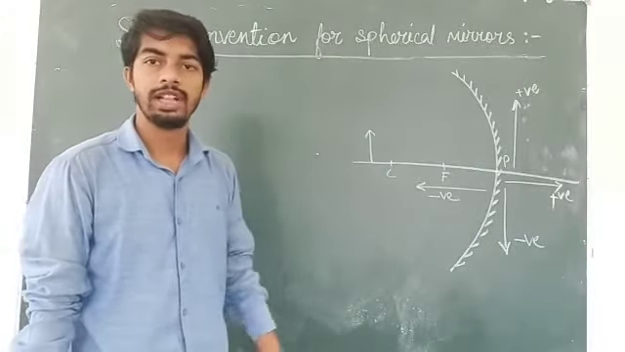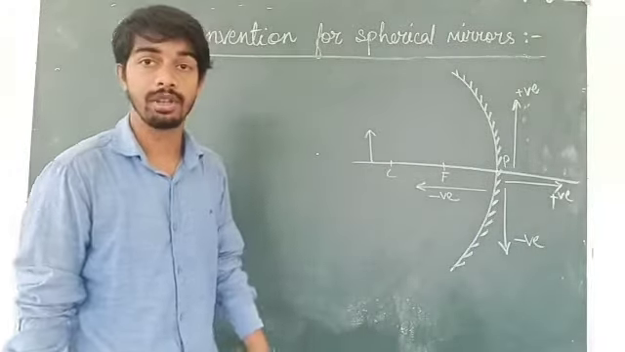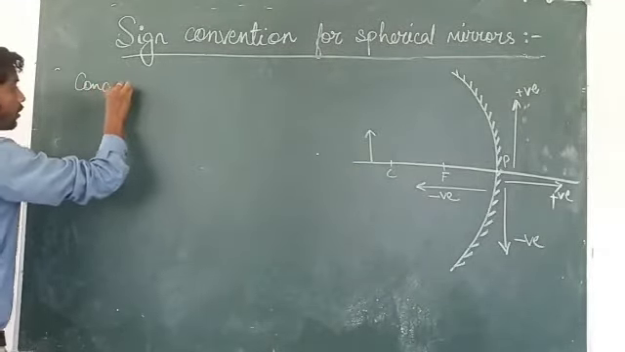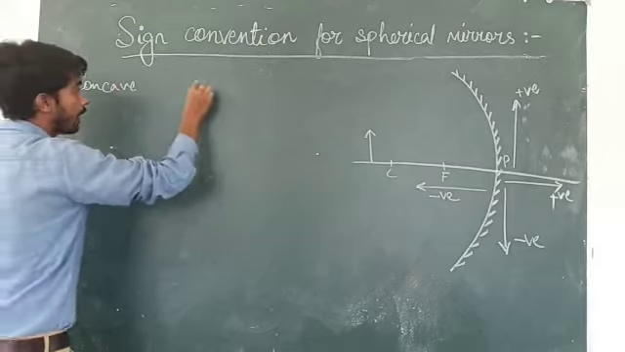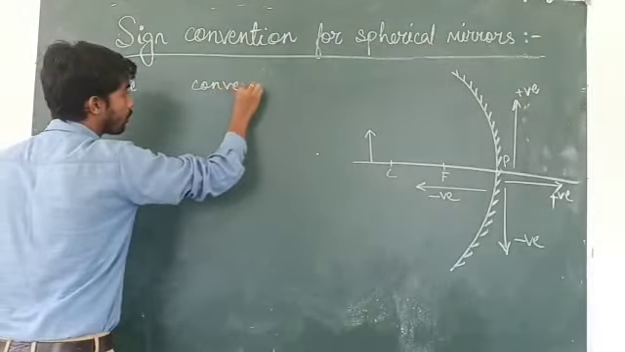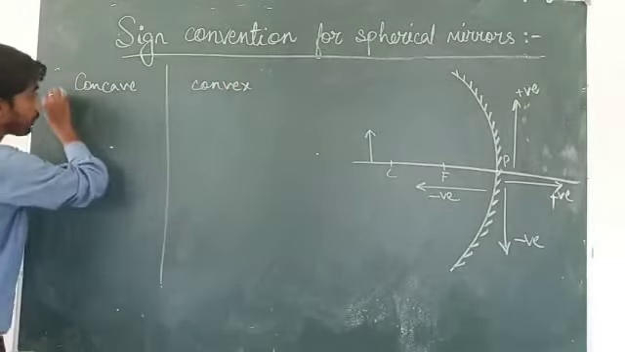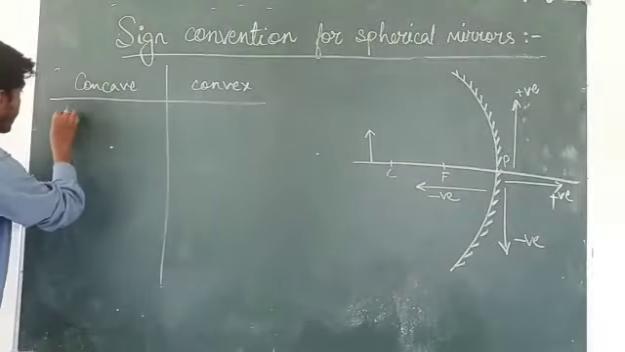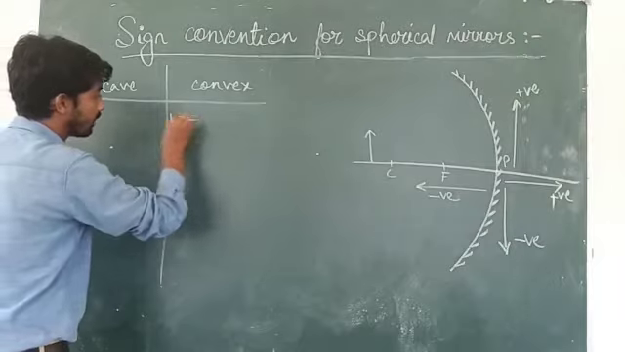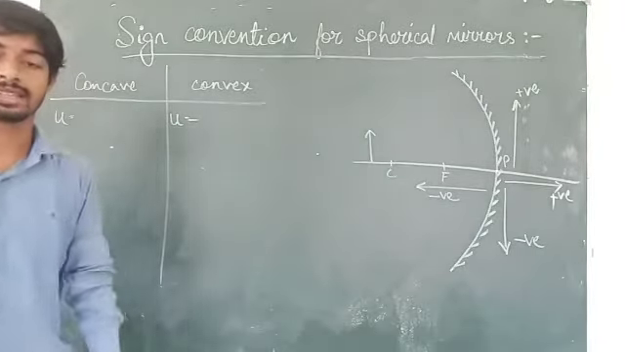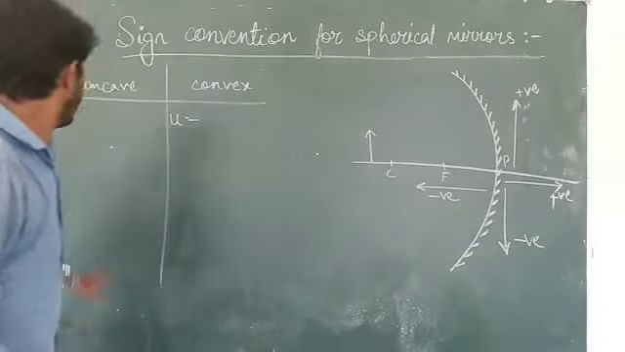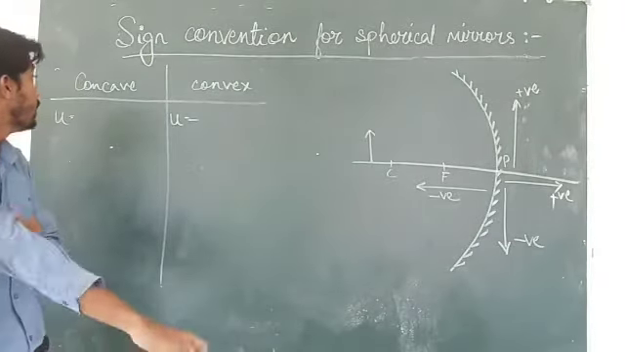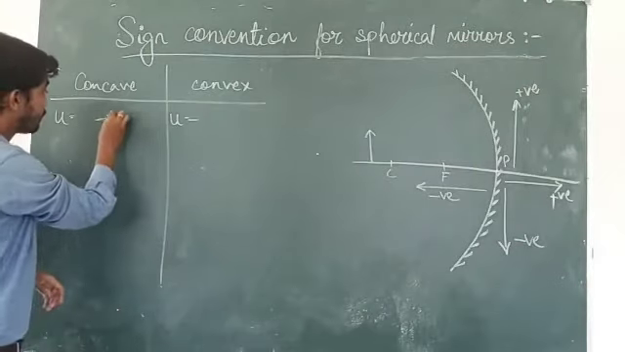So I am giving you a table for the sign conventions for the mirrors. So we have our concave here and convex here. I am writing directly from the symbols. U, that's our object distance. For concave mirror, as the object is always to the left, it will be negative.